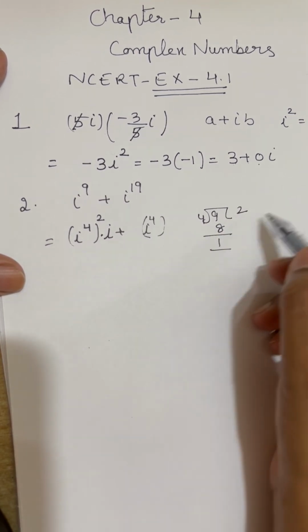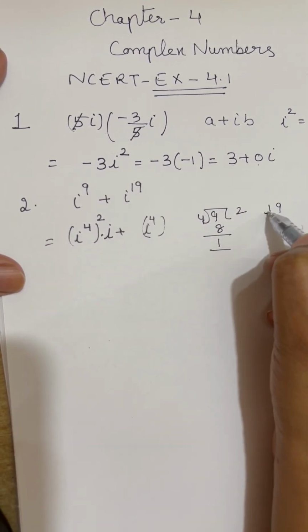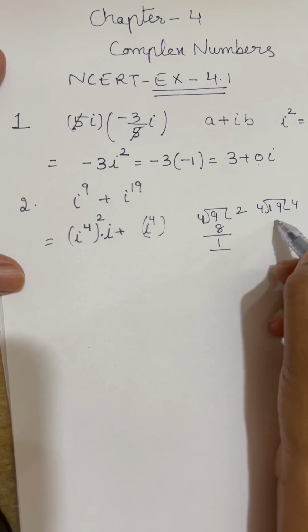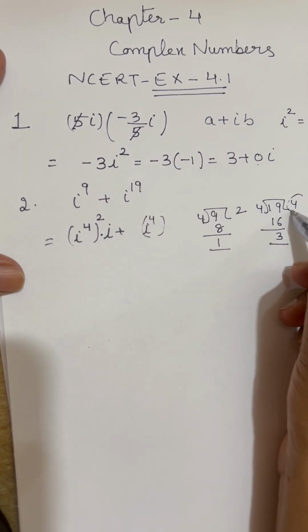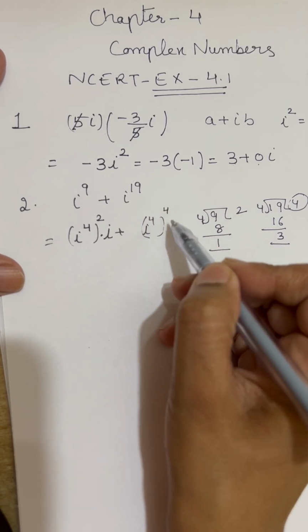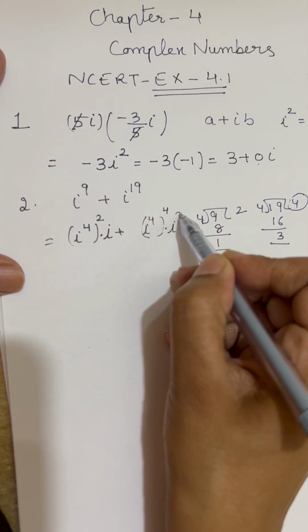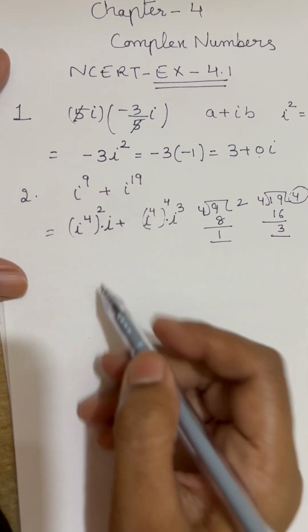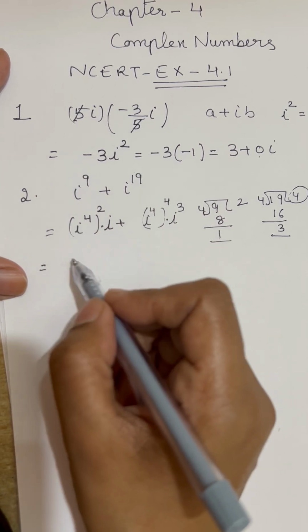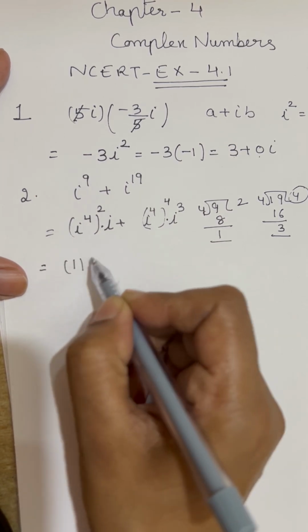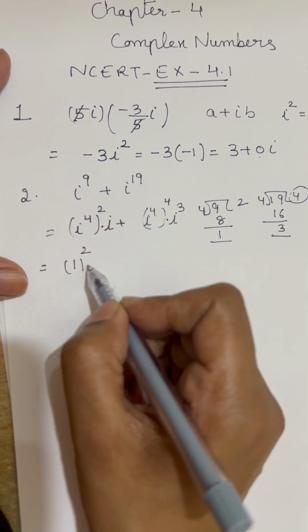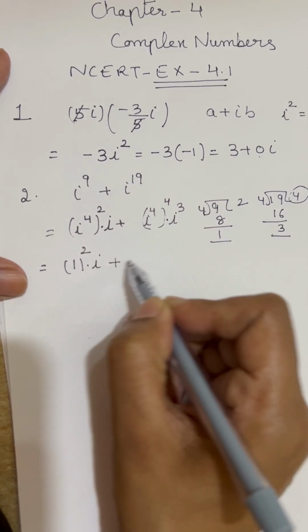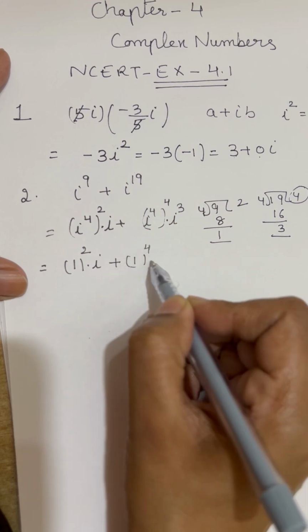Similarly iota raised to the power 19. 19 को 4 से divide करेंगे. It is 4 4 is 16 and 3 is remainder. So quotient is 4, that will be written here, and remainder is 3, that will be written here. And we know that iota raised to the power 4 क्या होता है? 1. Yesterday we had discussed in the last video that iota 4 is 1. So 1 square into iota plus 1 raised to the power 4 into iota cube.